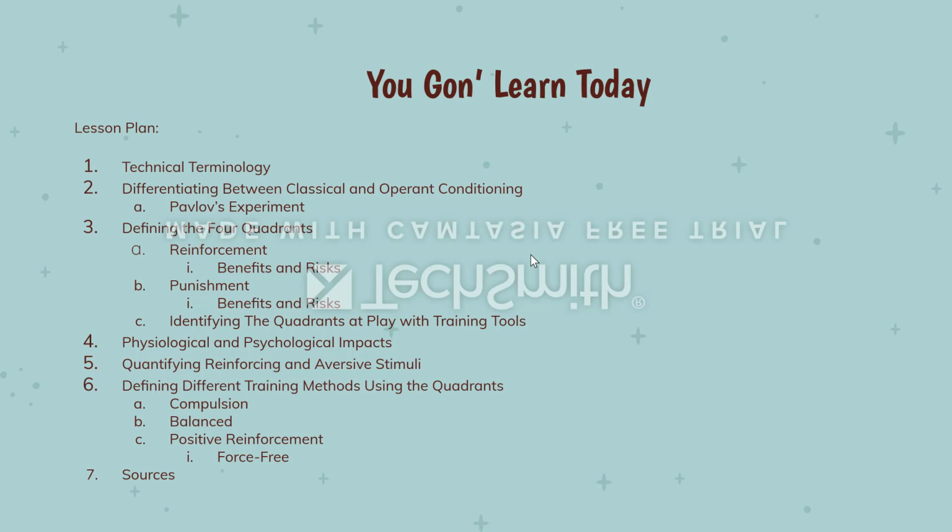So we are also going to look at the physiological and psychological impacts that the use of the quadrants has, which is a huge reason as to why we do or don't use certain quadrants as much as reasonably possible. We're also going to look at defining different training methods using the quadrants, so compulsion versus balance versus positive, and then the subsect of positive reinforcement that is force-free. And at the end are the sources that were used for this presentation.